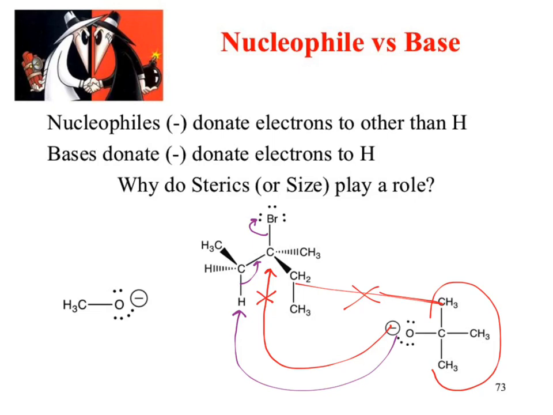Okay? The smaller negatively charged species can act as both nucleophiles and as bases. Okay? It is insanely rare to get a large species to act as a nucleophile because of all that steric hindrance. Okay? That's how size affects these.